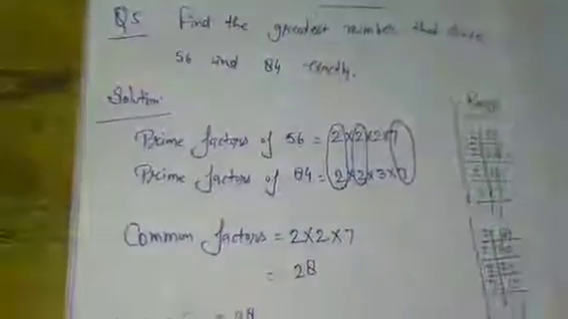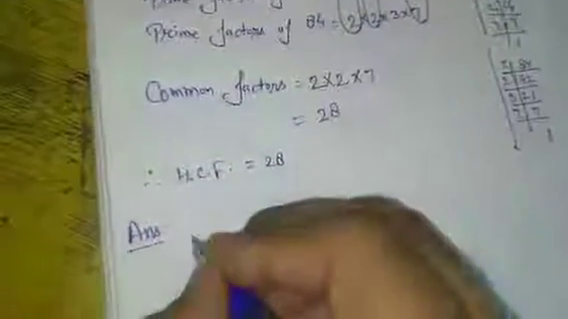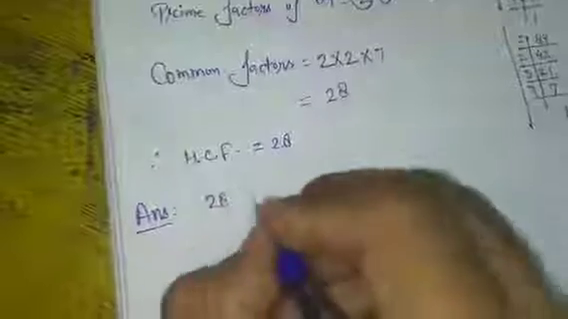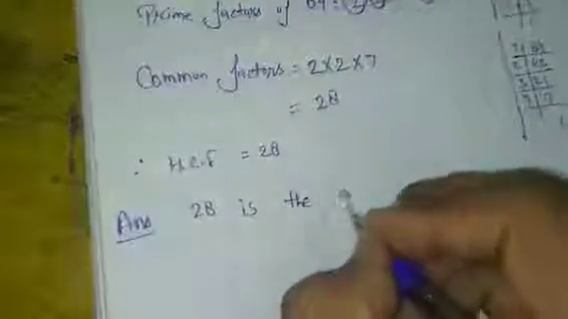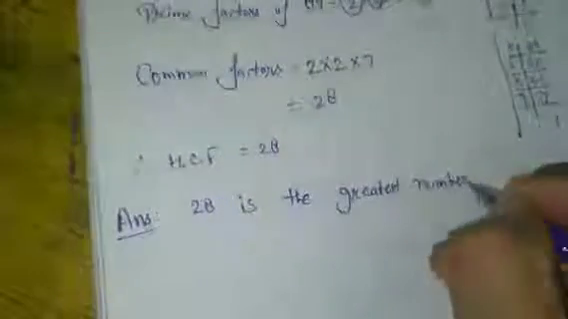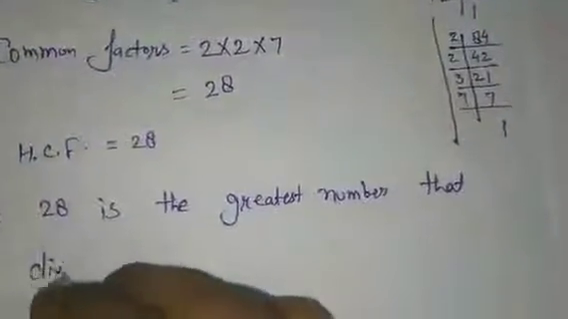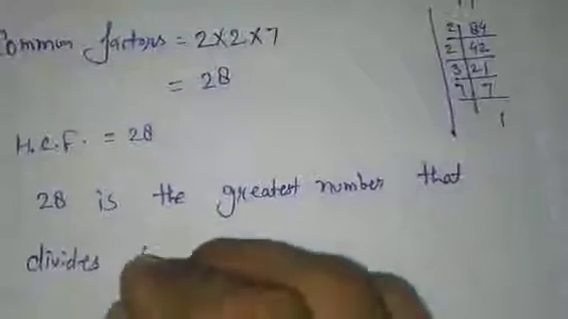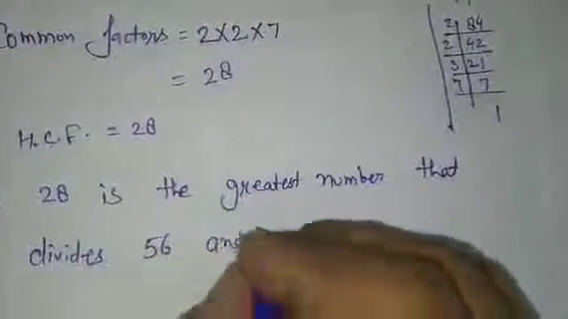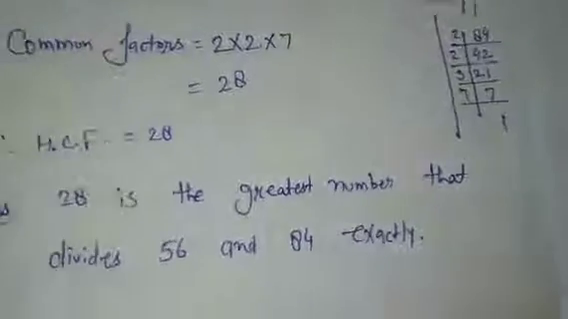In the question it has been given, find the greatest number that divides 56 and 84 exactly. So here you will write the answer: 28 is the greatest number that divides 56 and 84 exactly. Clear students? Any doubt?